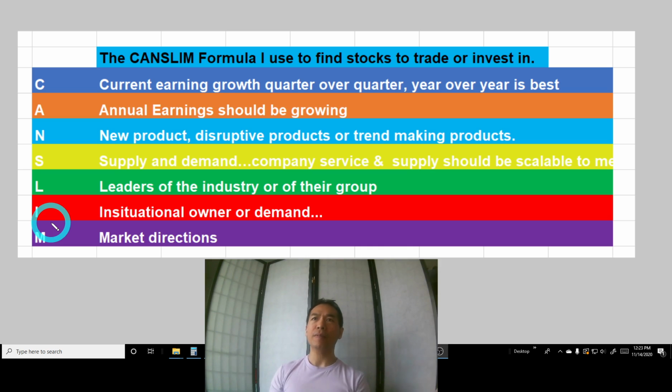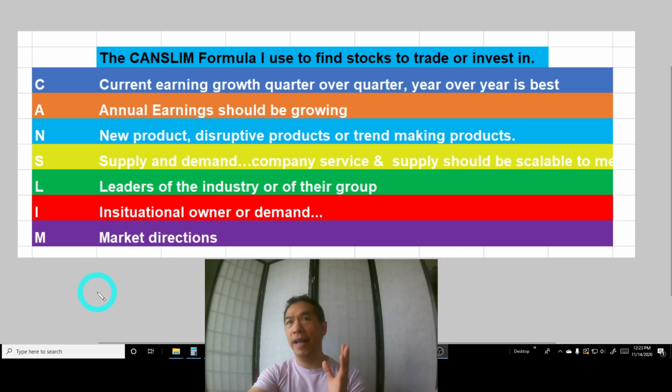Okay. So when institutions step in to buy stocks, they normally anticipate that the stock price is going to go up in the future, and to go up a lot. Okay, now the next piece of this CANSLIM formula is M.